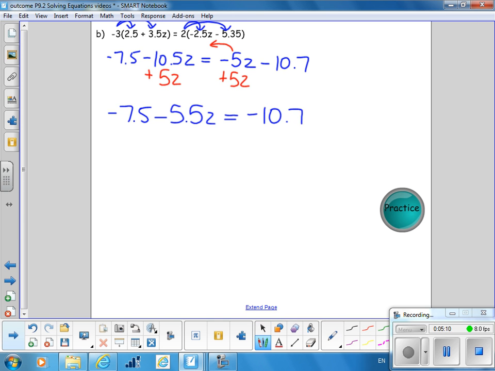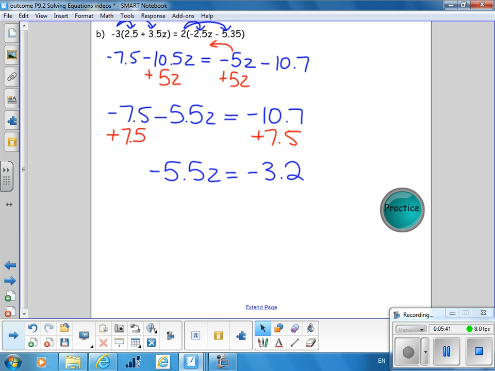Now our goal is to get z by itself, so we need to move that minus 7.5. The inverse of subtraction is addition. So we add 7.5 to both sides. Negative 7.5 plus 7.5 is 0. It's gone. So we have minus 5.5z equals negative 10.7 plus 7.5, which gives you negative 3.2.